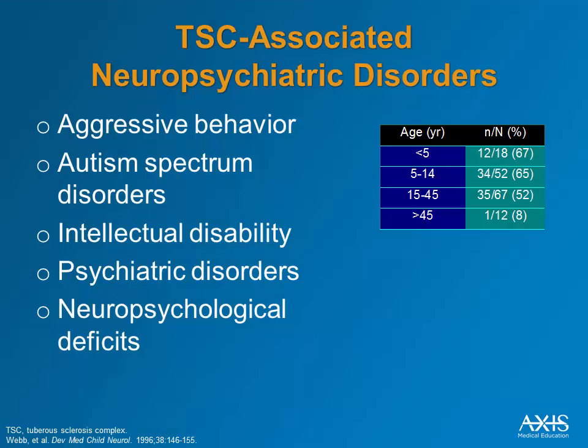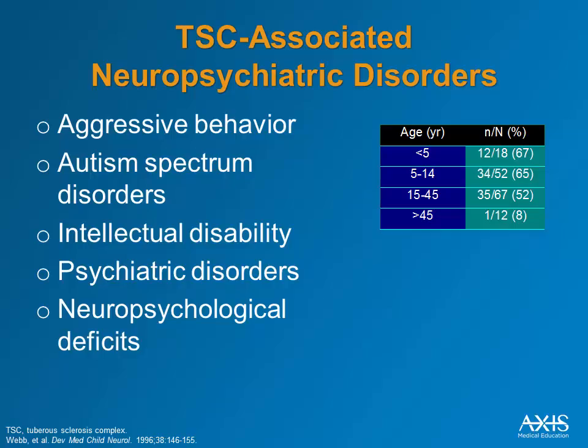The other neuropsychiatric issue are the TSC-associated neuropsychiatric disorders, sometimes referred to by the acronym TAND. These include things such as aggressive behavior, autism spectrum disorders, intellectual disability, psychiatric disorders, and neuropsychological deficits. And the table at the right comes from the same paper about 20 years ago, and you can see that intellectual disability, when it occurred, had early onset, usually in the early years of life.